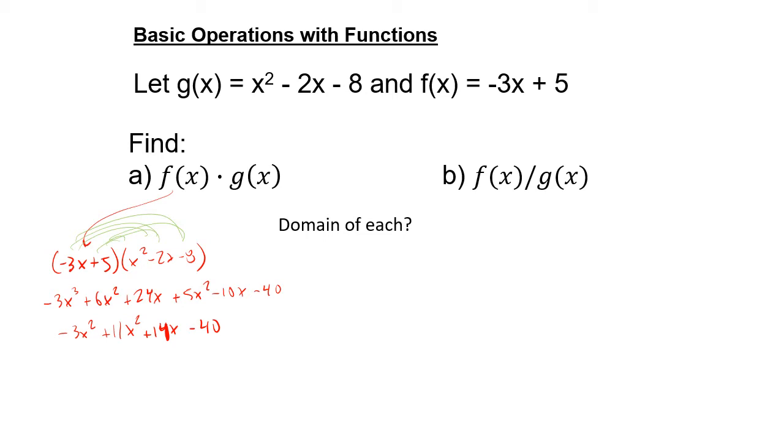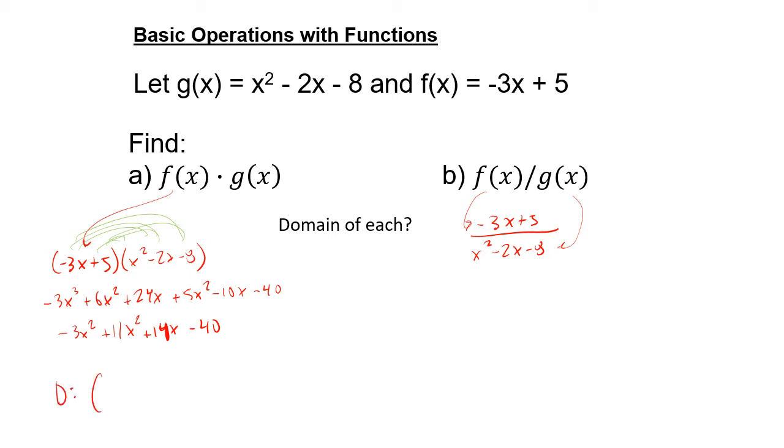Now f of x divided by g of x. Notice we're going to have a denominator here. So if we just literally write what this says, it's negative 3x plus 5 divided by x squared minus 2x minus 8. This is g of x and this is f of x. We have a problem here because, first of all, we have to check, does anything cancel, or are there any factorizations we need to do?